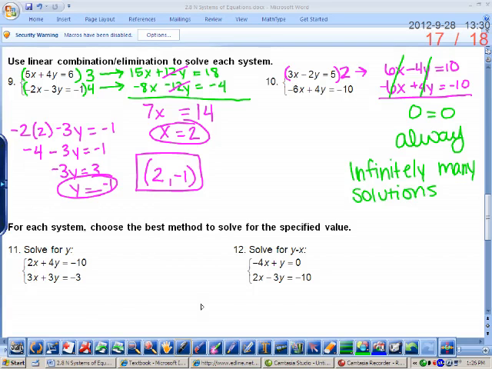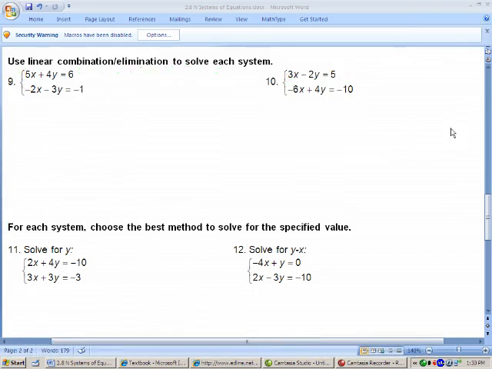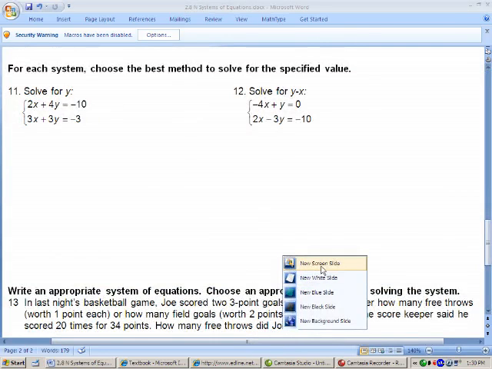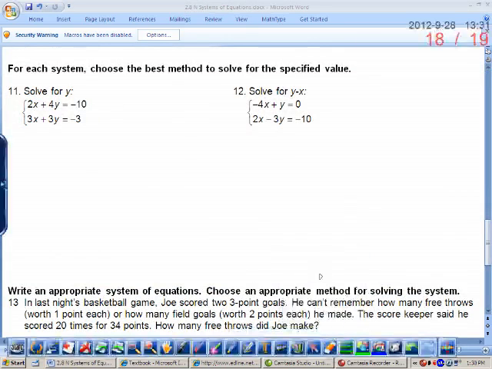Okay, in numbers 11 and 12, you are working to solve for a specified value. So in 11, you're solving for y, and in 12, you're solving for y minus x. Now, you might be partial to elimination or substitution, but I want you to look at how it's set up and see if one makes more sense than the others. Okay? When you finish, be sure you check your work. In each of these, how could we have checked that we got the right solution? Plug it back in. Okay? So on your own, I want you to work 11 and 12. Go for it.